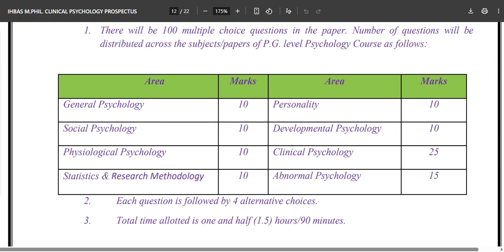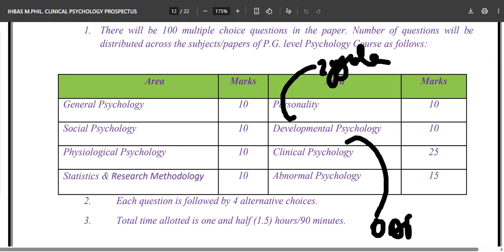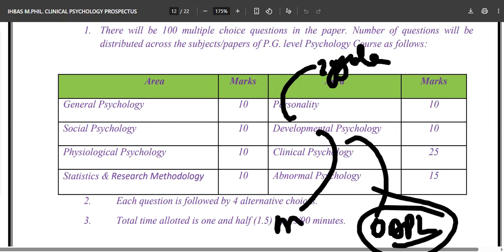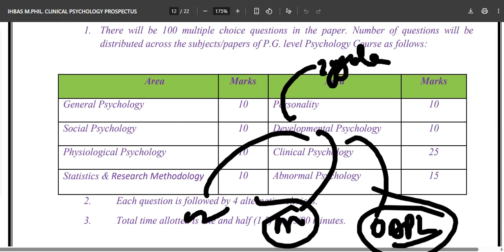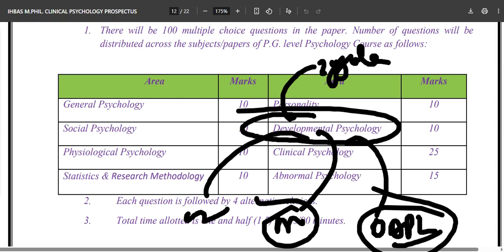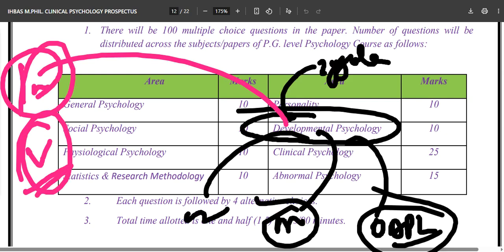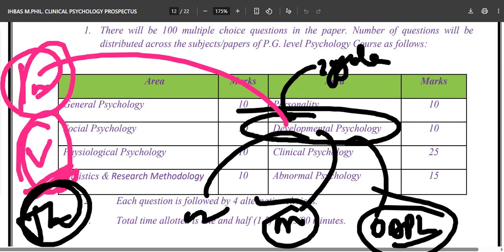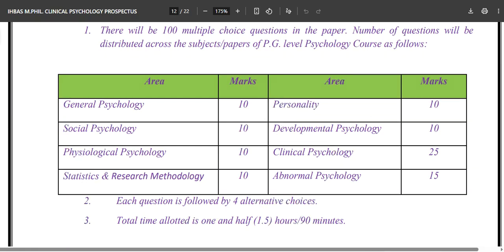Developmental psychology, see, they can even ask you about the zygote, or they can ask you about psychosexual development stages, or moral development, or anything related to developmental psychology. Okay, they can even ask you about development of language, about Vygotsky, ZPD, or Jean Piaget, those stages. These are going to come definitely. Okay, without that, the MPhil paper is not being set to the standard of the IHBAS examination.